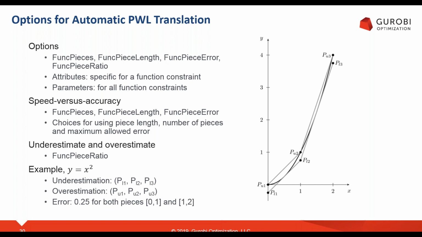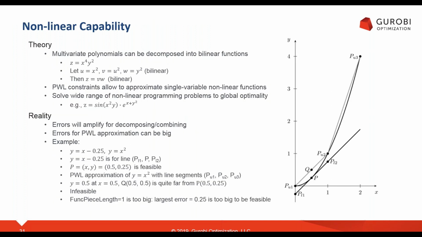For these 2 cases here in this example, you have a maximum error of 0.25 in each of the 2 pieces, and that is actually pretty large. So in this particular example, you would probably want to specify to use more pieces than just 2.